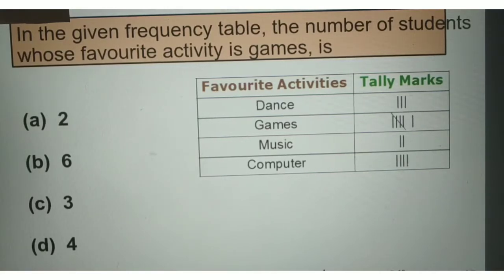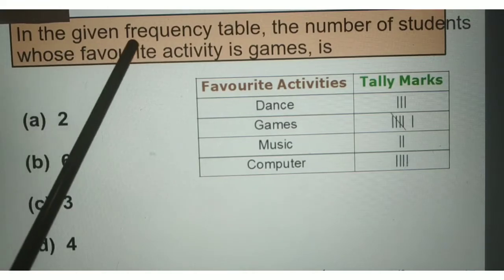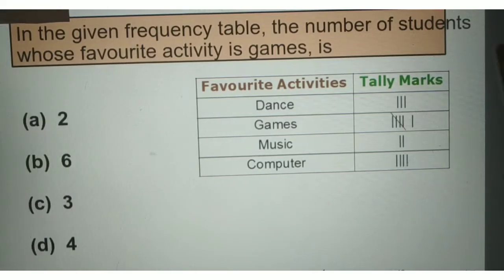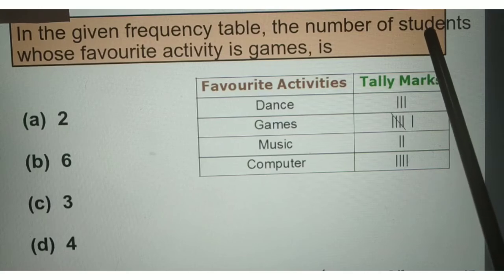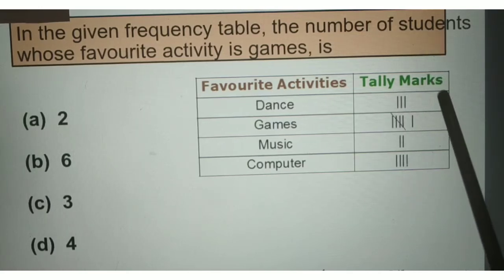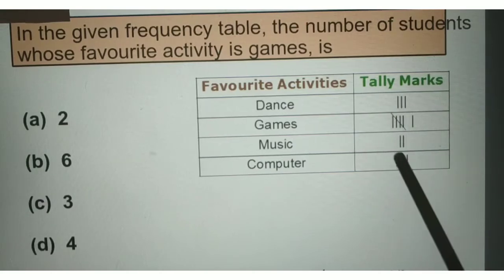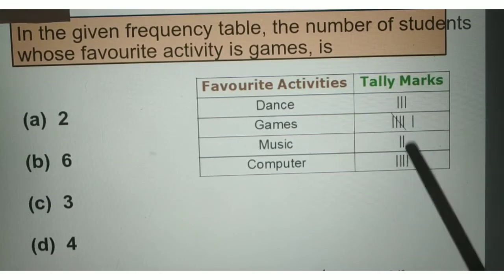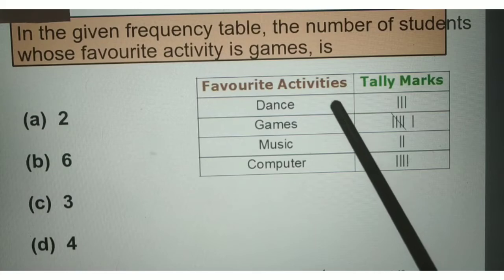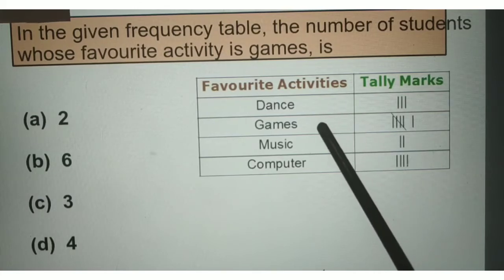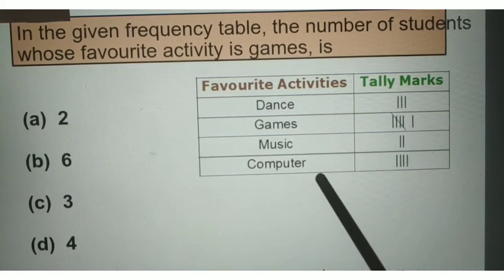Now students, see one more example. In the given frequency table, find the number of students whose favorite activity is games. You can give the answer to this question easily by observing this table, because this is organized data. See the favorite activities of the students: dance, games, music and computer.